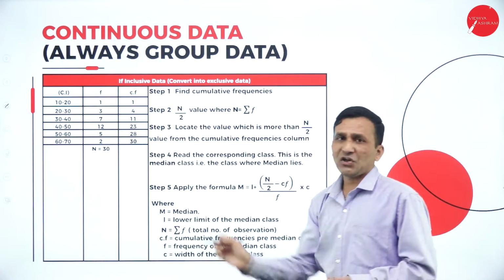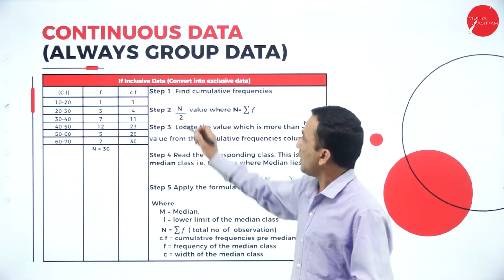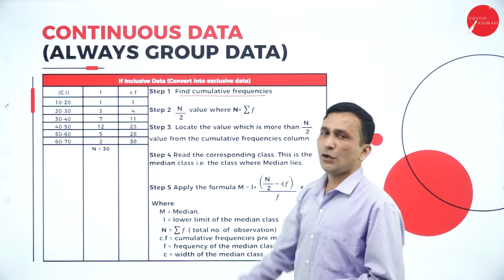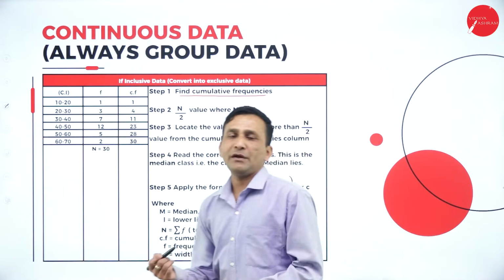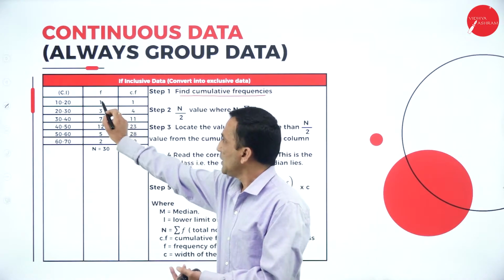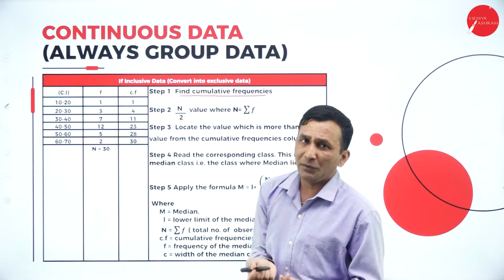When you are trying to find the median for a continuous series, we need to follow 5 steps, which is very important. Step 1, find out the cumulative frequency. With the help of frequency, we find the cumulative frequency. Just one example here. The first frequency, whatever it is given.